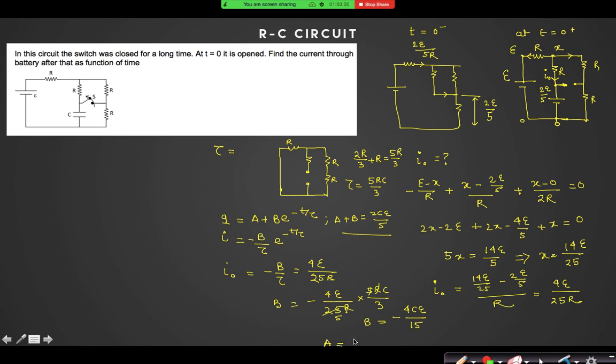It is not needed to find this. But you only asked me to find the current, right? Again I have got the solution, so no problem in finding it. B is equal to minus 4 by 15 and this is equal to 6 by 15, so 10 by 15, so it is 2 by 3 CE. Right? Now I know the value of charge and the value of current. But I have got this current, and I have to find this current.